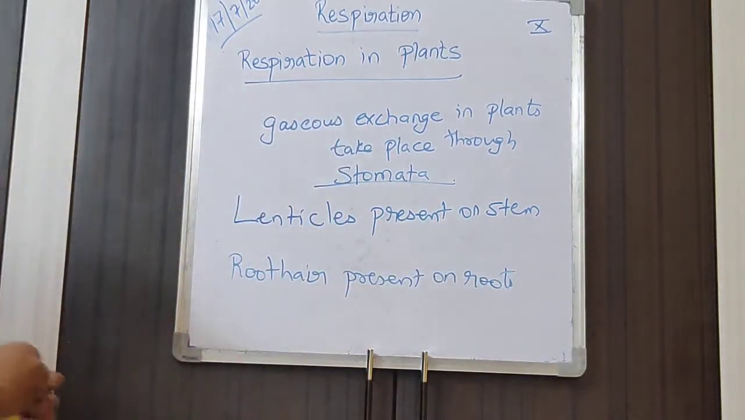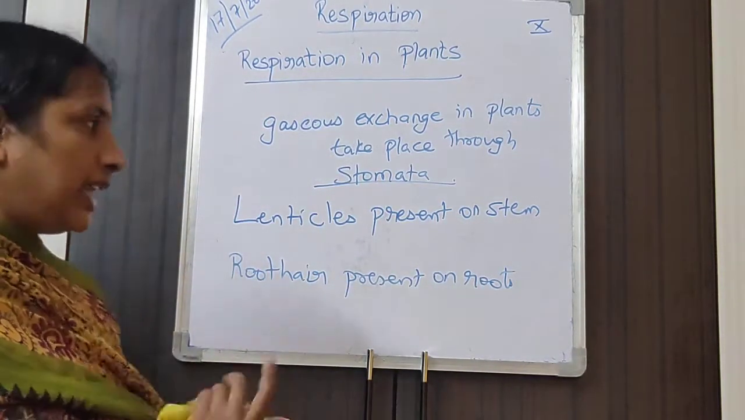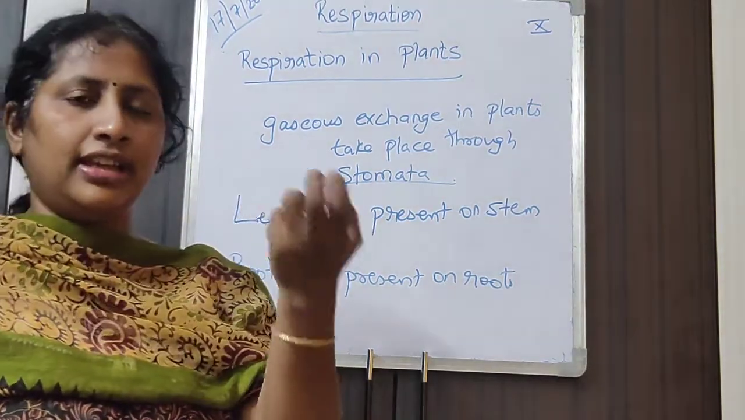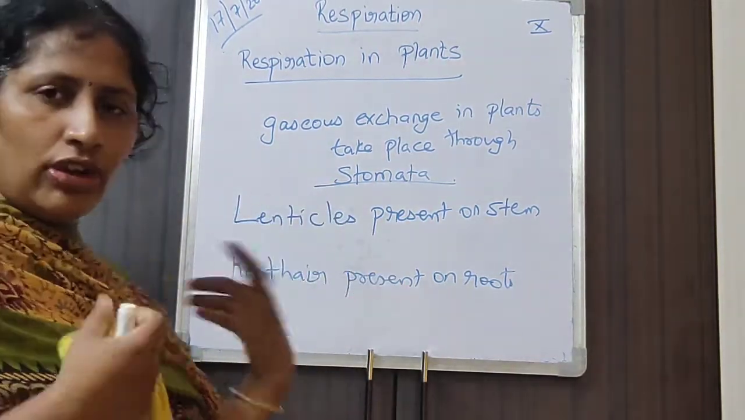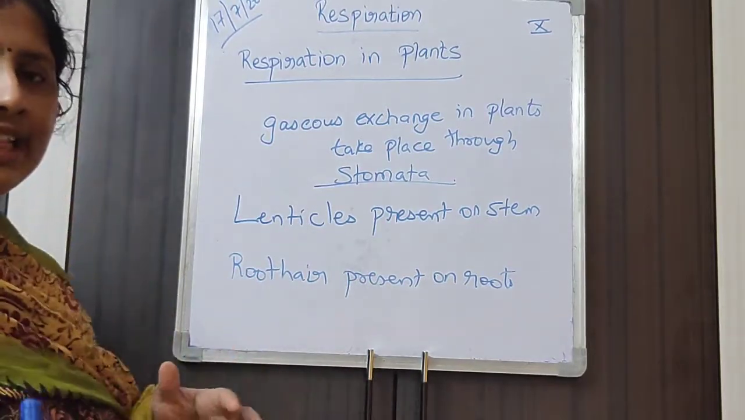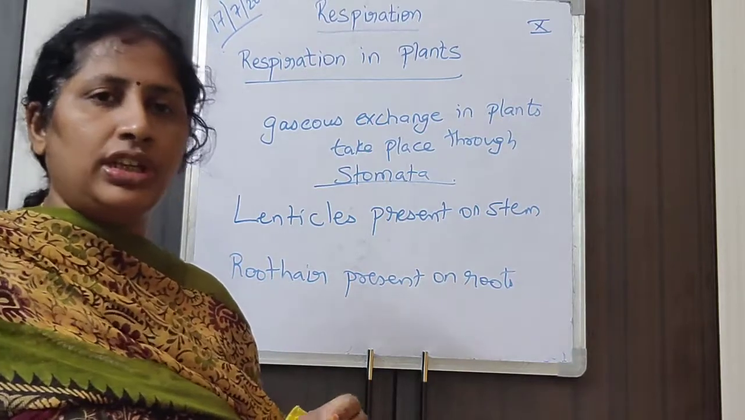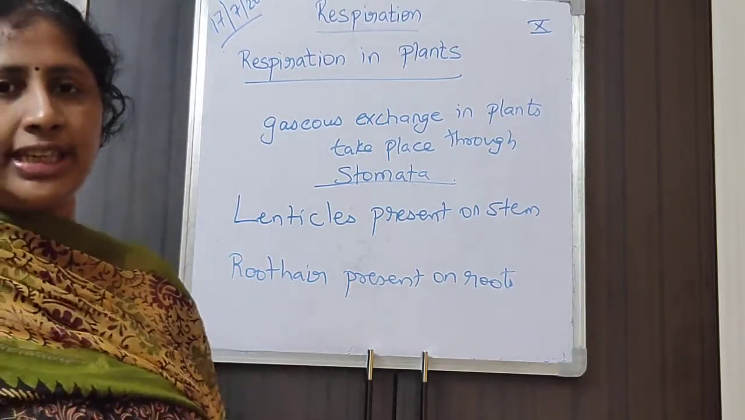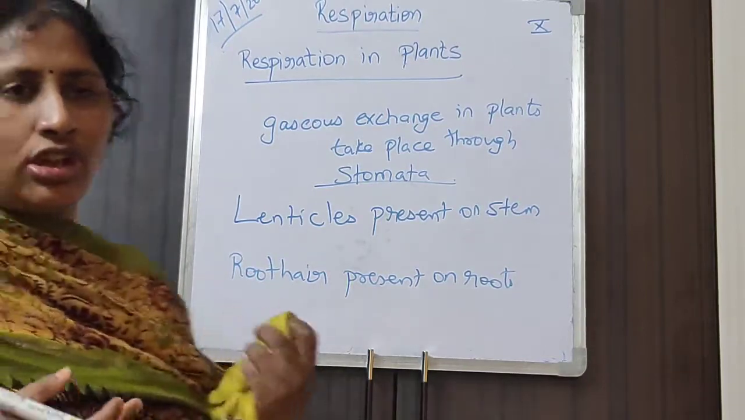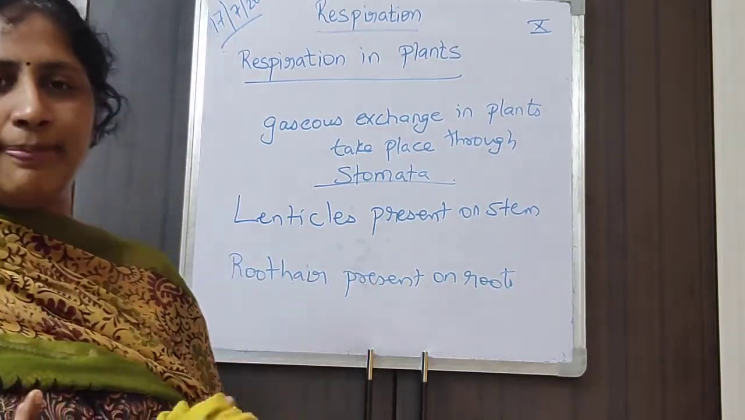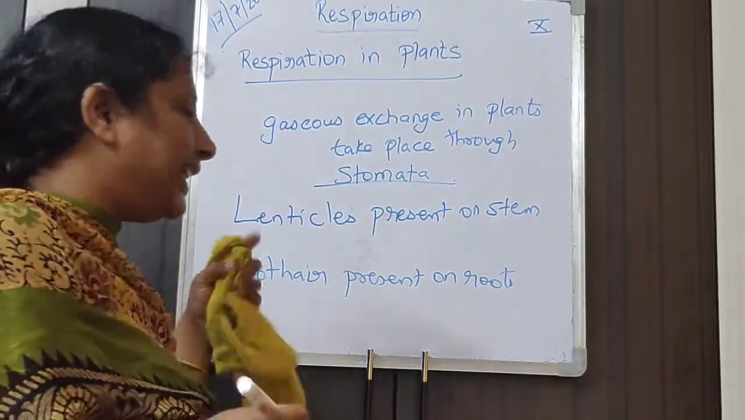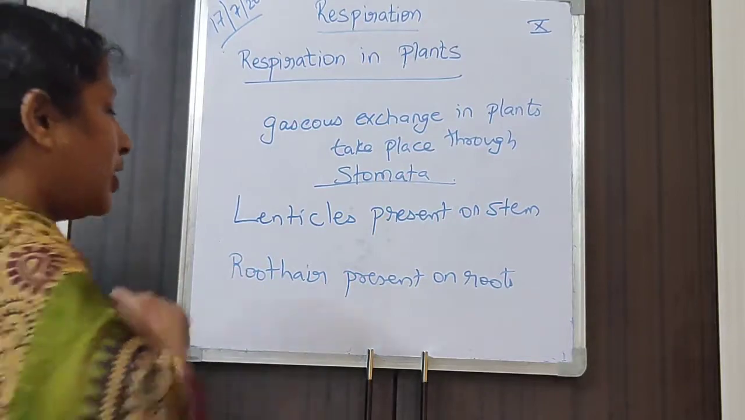Okay, so stomata are present on the green parts of the plant, mainly on the leaf. So gases exchange takes place through the stomata in the leaf. Then what about stem and root? Stomata are not present on the stem. Then how does the gases exchange take place in the stem? It's not that only the leaf is the respiratory part, no, the entire plant should take respiration.